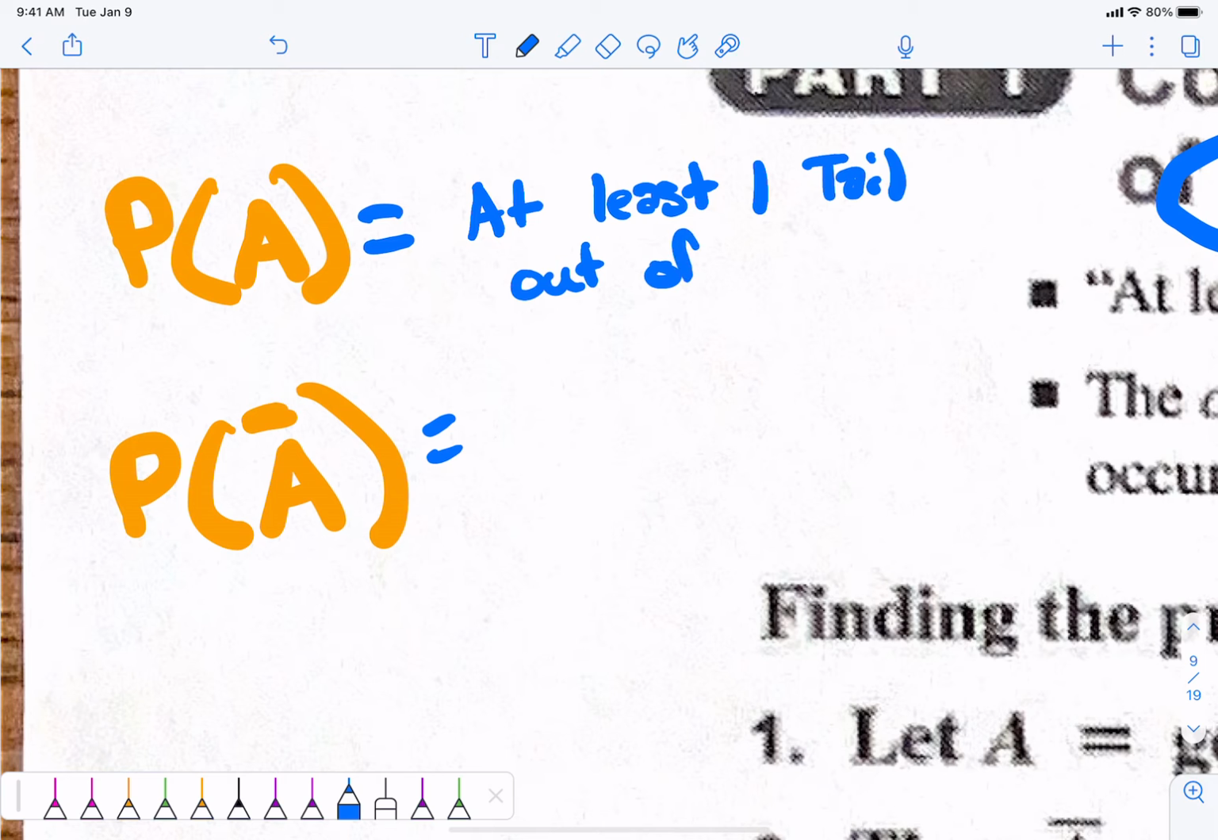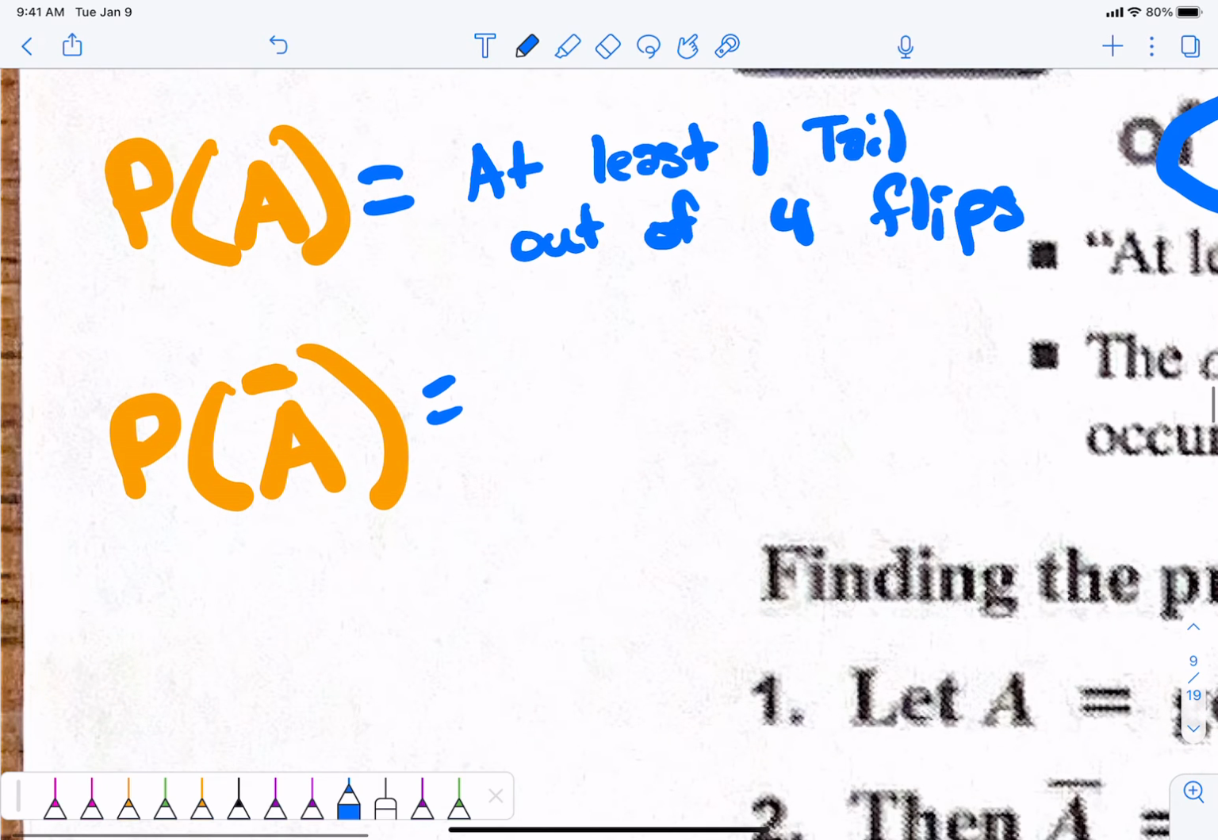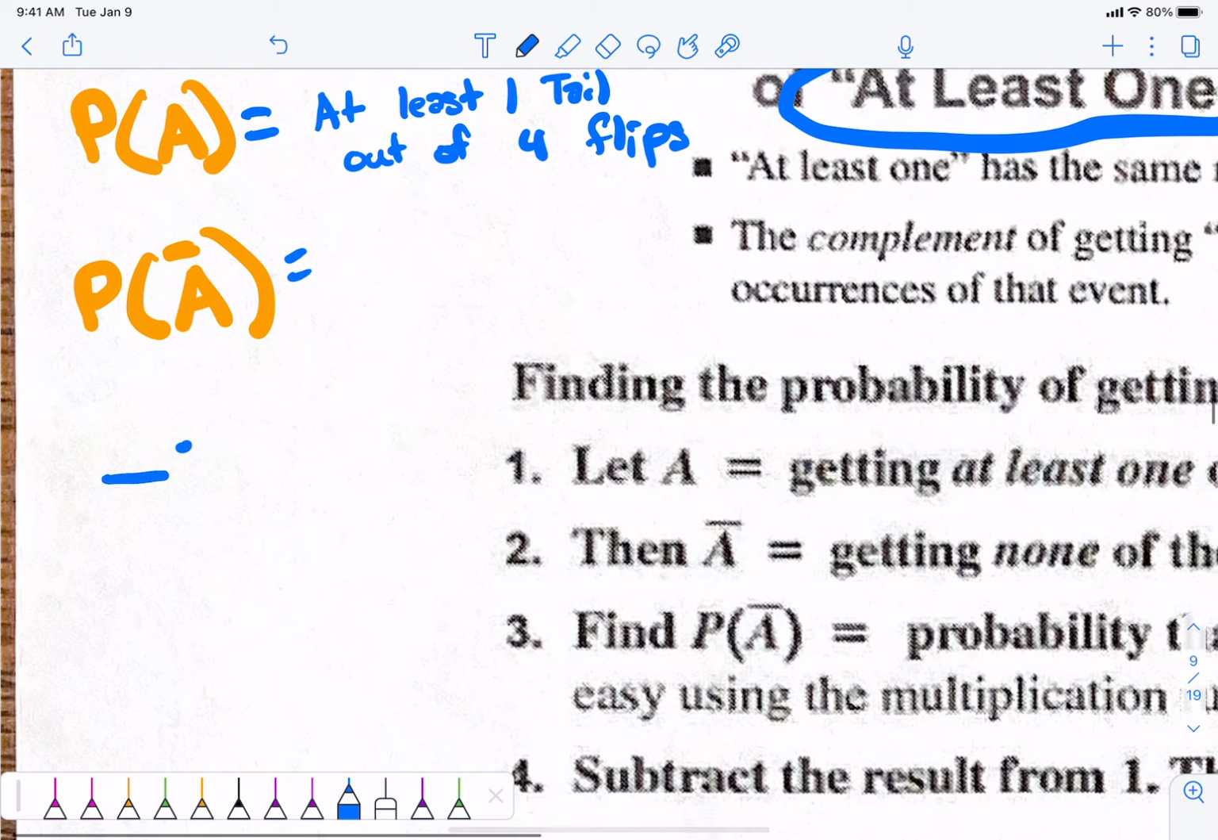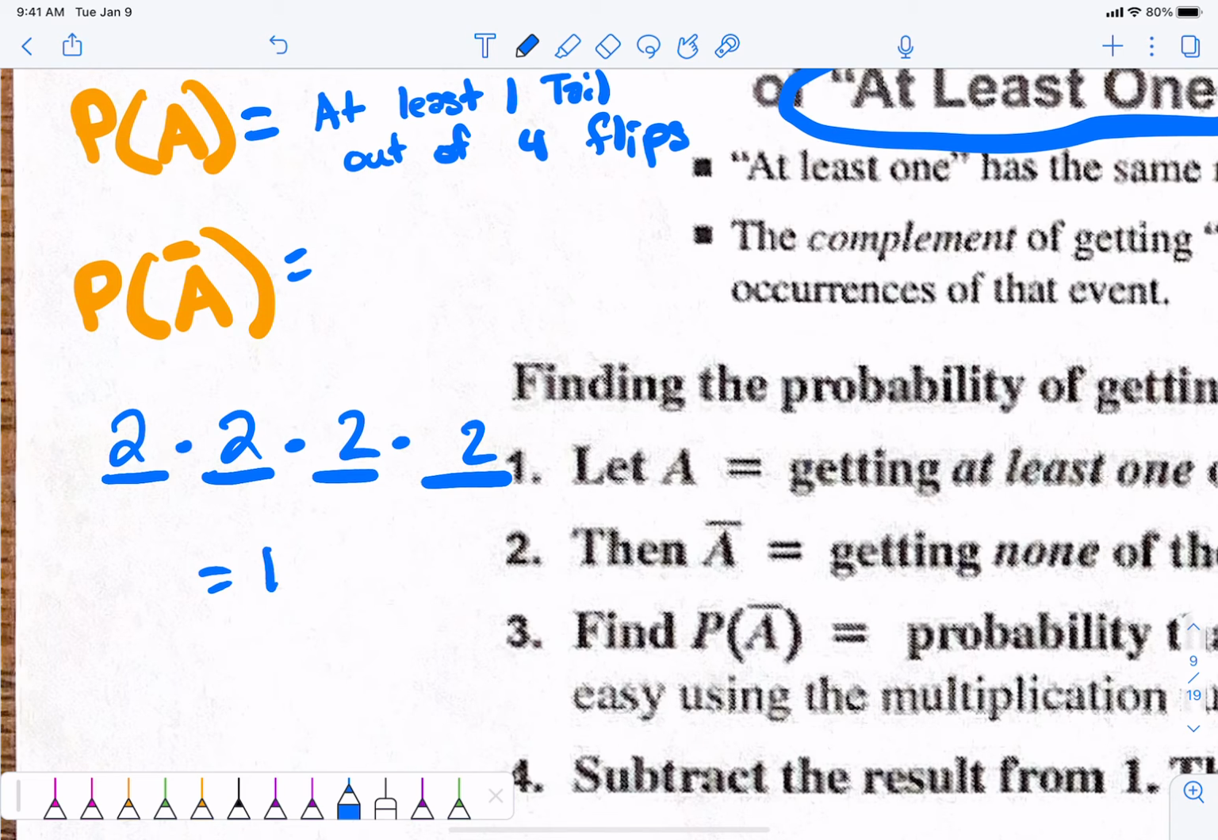Out of 4 flips. Okay, at least one tail out of 4 flips. If I flip the coin 4 times, at least one tail out of 4 flips. Okay, so let's talk about that. If I'm flipping the coin 4 times, how many different ways can I write out 4 flips? 2 times 2 times 2 times 2. There are 16 different combinations.